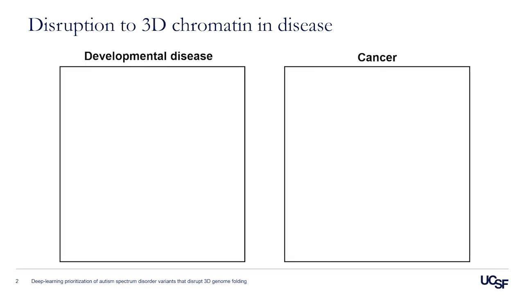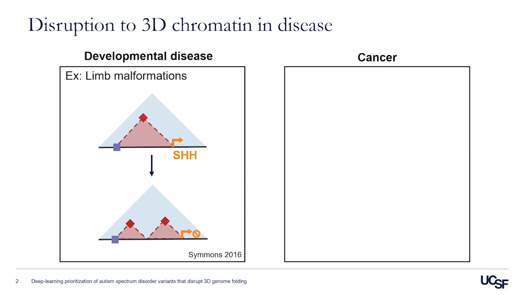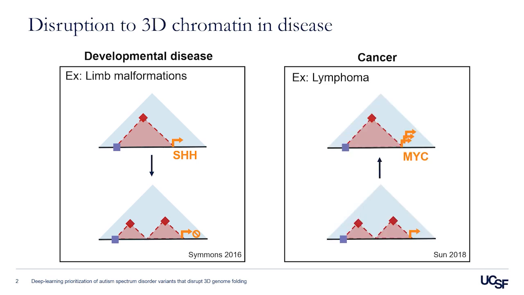For example, the formation of a new TAD boundary within the SHH TAD lowers the rate at which the gene promoter contacts its enhancer, resulting in its downregulation, which leads to limb malformations. The opposite of this mechanism occurs in lymphoma, where the loss of a TAD boundary allows the MYC oncogene to gain contact with the new enhancer and become overexpressed.